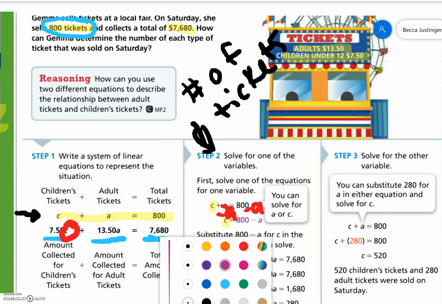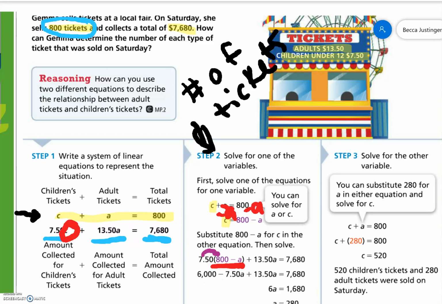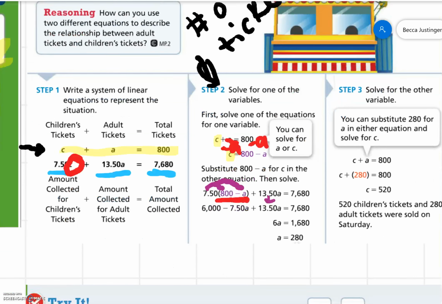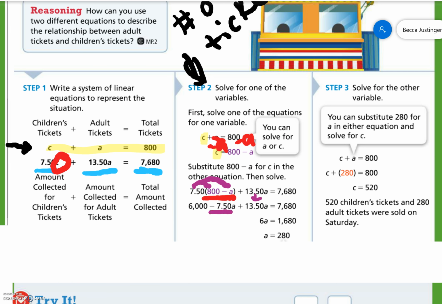Then we use our steps of distribution. Remember, to distribute means to multiply. So 7.50 times 800 gives us 6,000. 7.50 times negative A is negative 7.50A, and bring down the 13.50A. Now we can combine like terms. So negative 7.50A plus 13.50A gives us 6A. And they also did this in one step, but they got 6,000 on the other side by subtracting 6,000 from both sides. So it cancels out on the left, and we get 6A equals 1,680.